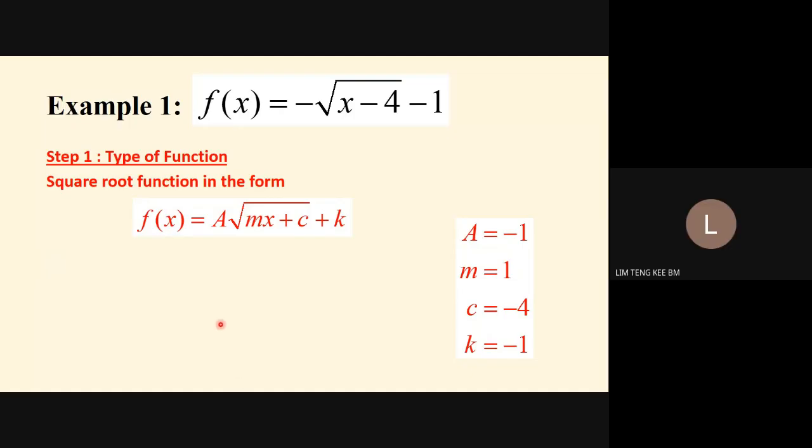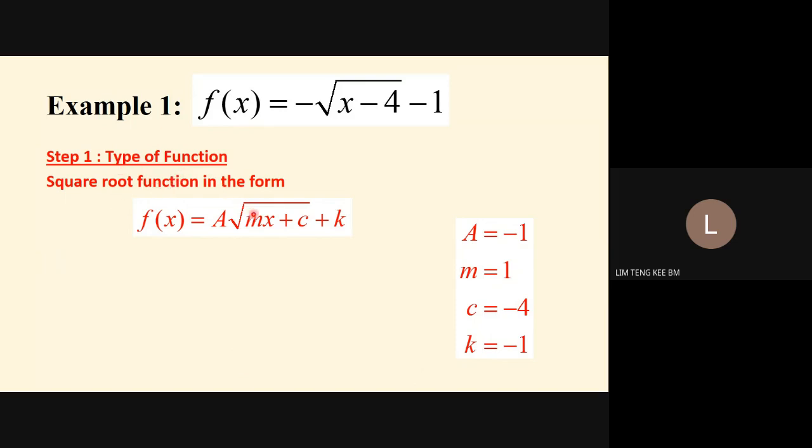Okay, let's see the examples for sketching square root function. So example 1, let's say you have f(x) equals negative square root of x minus 4, minus 1. So step number 1, we would like to identify the types of functions that we have here.